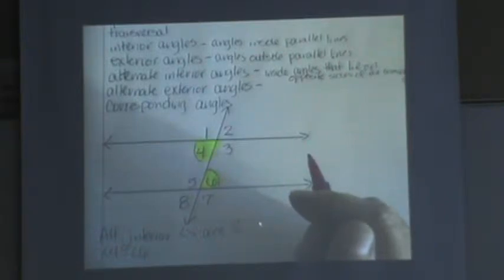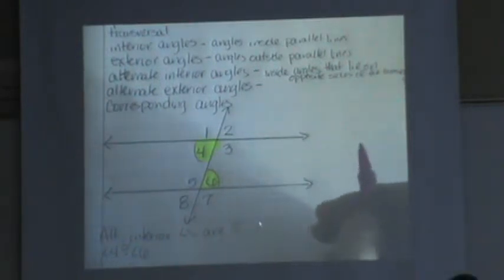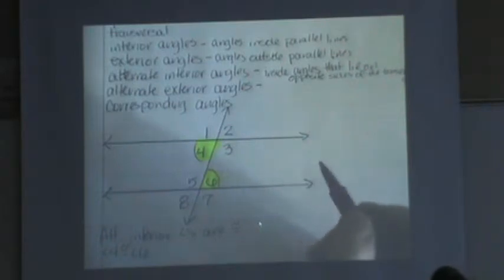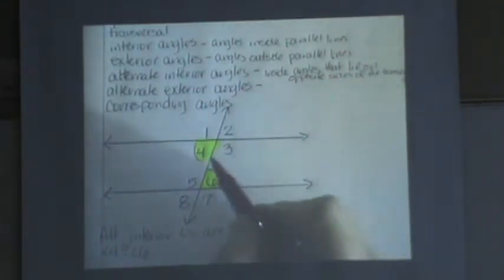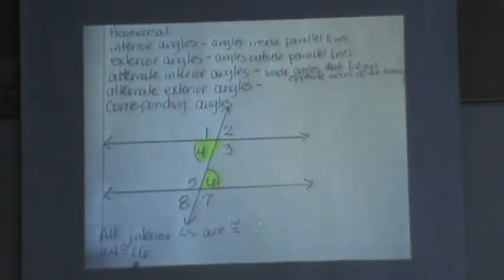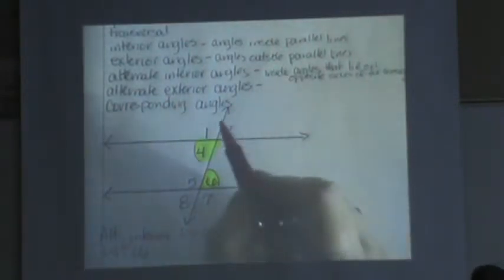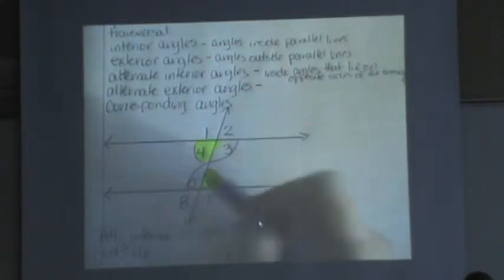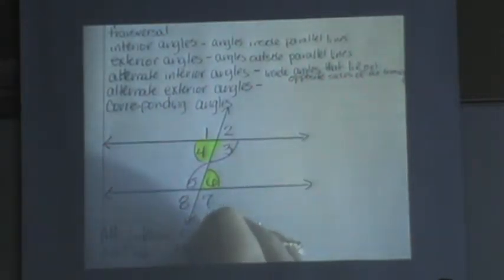Could you use letters with this instead of numbers? You can, but right now I've got our diagram drawn with numbers. I thought you were saying 4 and 6 are equal, like the actual numbers. Angle 4 is congruent to angle 6. Also, angle 3 is congruent to angle 5.